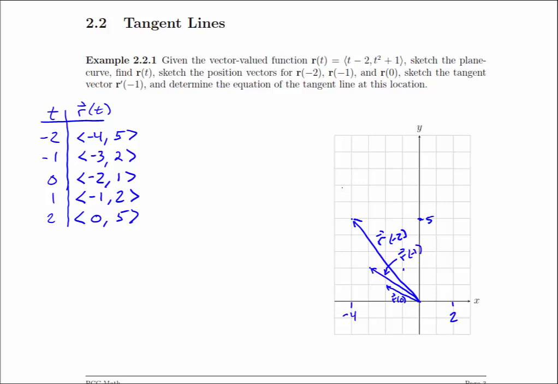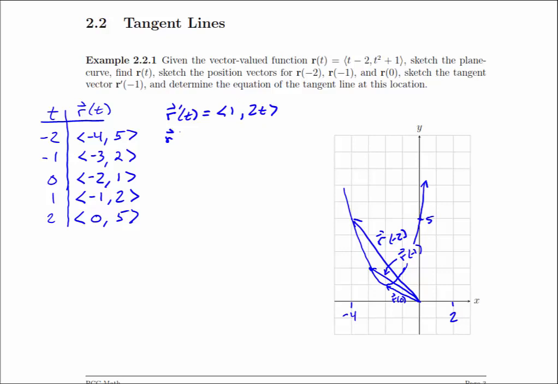So I'll go ahead and draw our curve that looks like a parabola here. So go through these points, and we will keep in mind the direction of this space curve is going this way. So if we're looking at this point here, we want the tangent vector r prime of -1. So the tangent vector here should be going in the down and to the right direction. To do this, let's start by finding our derivative function r prime of t. So the derivative of t minus 2 is 1, and the derivative of t squared plus 1 is 2t.